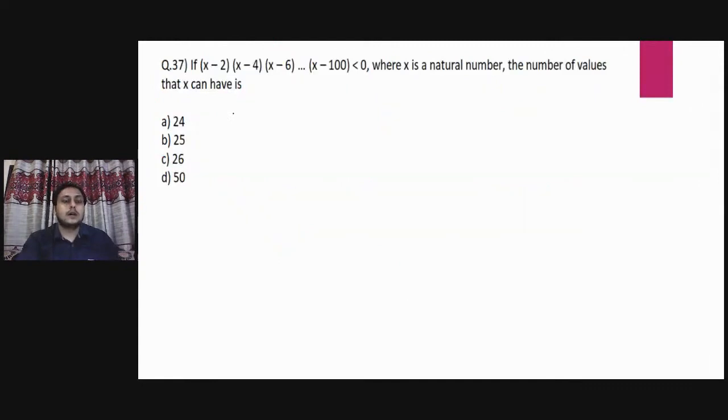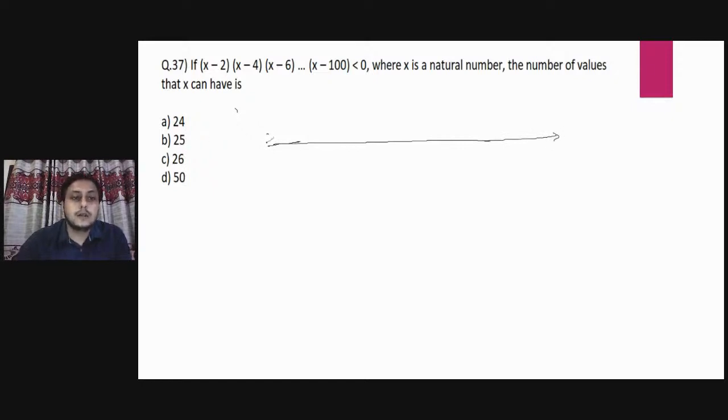Now come to this question. That is, if (x minus 2) into (x minus 4) into (x minus 6) into up to (x minus 100) is less than 0, where x is a natural number, the number of values that x can have. So guys, we can easily solve this question with the help of the wavy curve method.